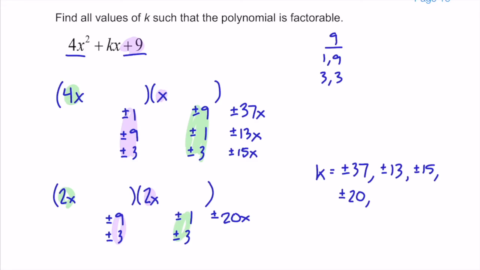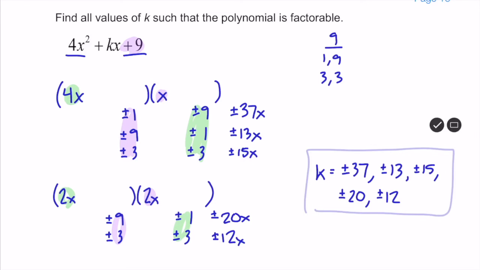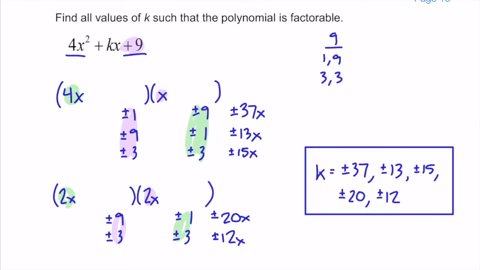And then the last one, 2 and 3 multiply to make 6. And I have that twice, so 6 and 6 make 12. So I get plus or minus 12x. So these are all my possible values of k, such that this would be factorable.